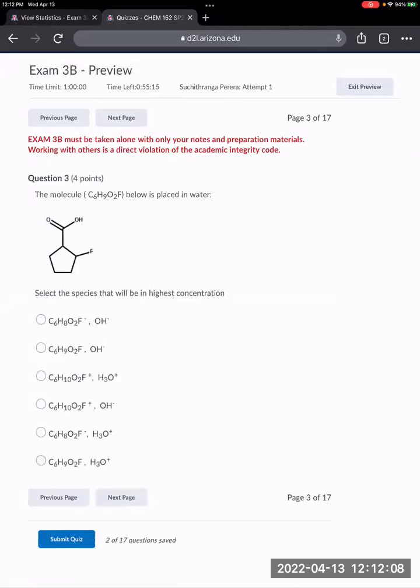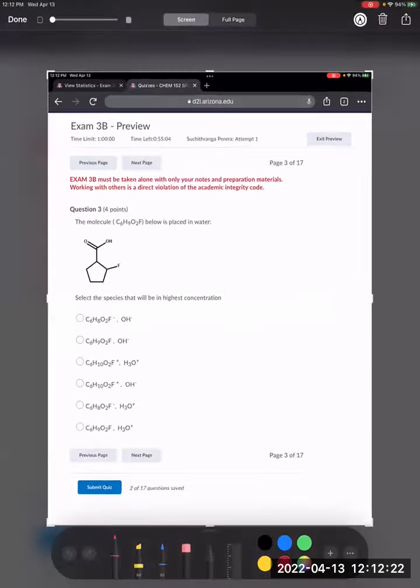Next page. Question 3. You are given a molecule, and then you are asked to determine what is dominant when you have this molecule in water. Okay. Again, what you're given is an acid. How do you know it's an acid? Because we see that we have a carboxylic acid group over here. And if that is the case, it's going to act as a weak acid. Okay, so weak acid, that's the most important thing. So let's call this HA. When you put this in water, it's going to establish this equilibrium.